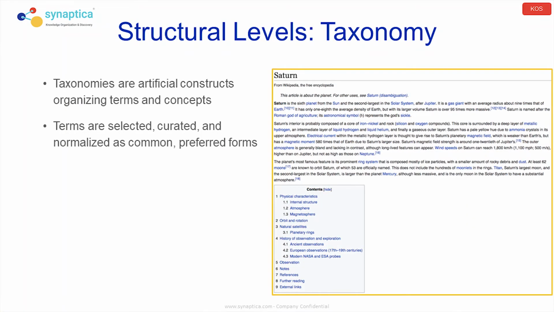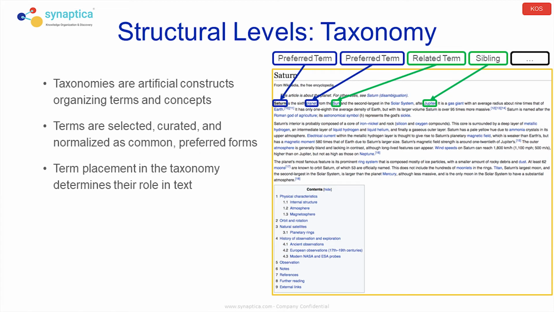The advantages of taxonomies, of course, is they formalize these preferred terms. It's the meaning that we want. This is the thing that we want to address. But it also allows variants, such as synonyms. We get related terms, and we get this whole structure that we can leverage. So the term placement in the taxonomy determines their role in text. So we can have preferred terms, related terms, siblings, etc.